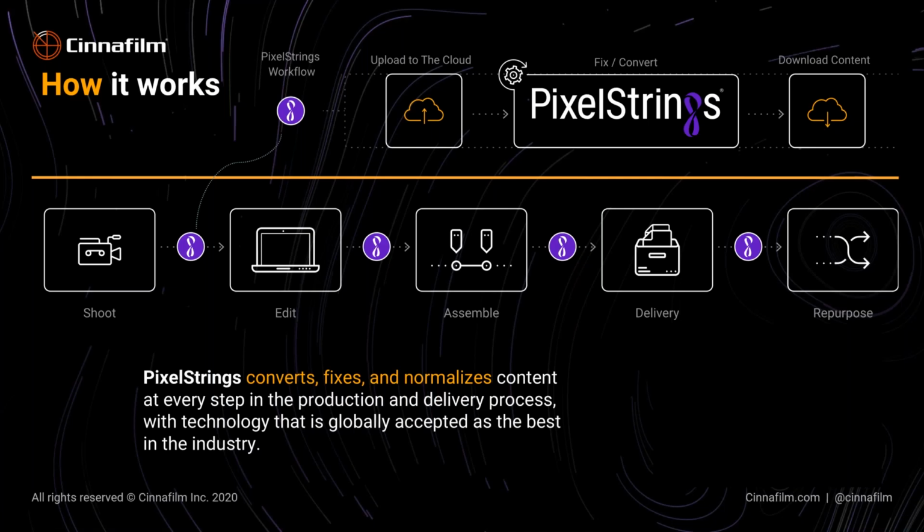How does it work? Excuse me. So PixelStrings is designed to convert, fix, and normalize content at all places in the media supply chain. So if you have a shot that comes in that needs to be fixed, you can do it there. If you're shooting a large sporting venue and all the content's being captured in 50 and you want to send it back to the States in 60, so when it lands, it can go straight into editorial, it can do that. And we've got experience with those types of workflows.